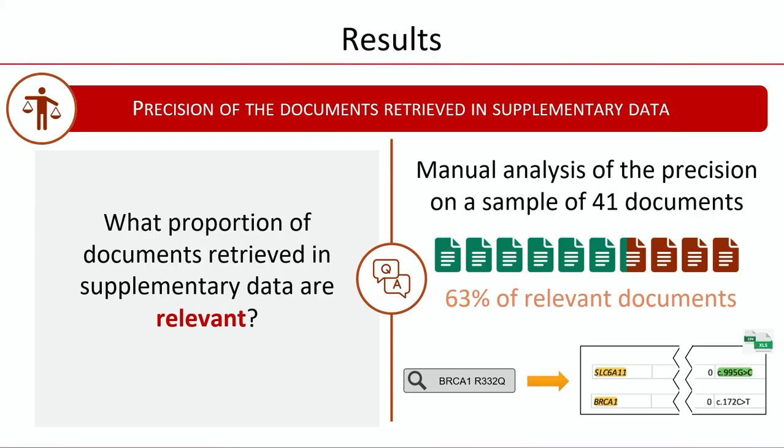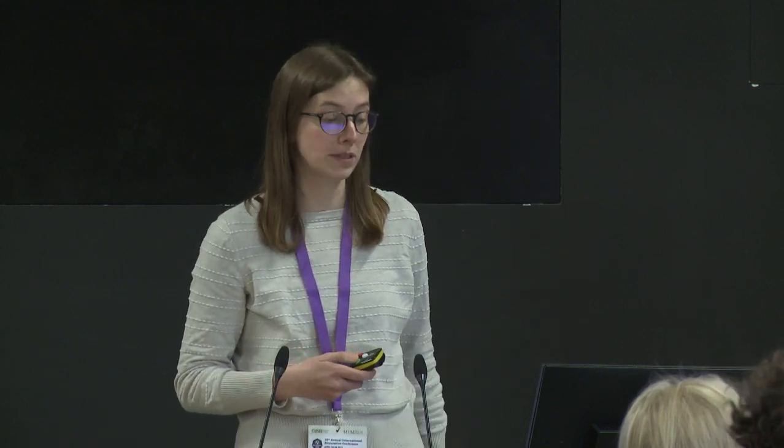On the bottom of the screen, you have an example of a wrong document, so a document that was not relevant. So for instance, if we search for the variant R332Q in BRCA1, one of its synonyms is the variant that is in green here, and you see that it's matching another gene. So the problem in supplementary data is often that you have large files of variants, so you have more risk to match the variant to another gene.